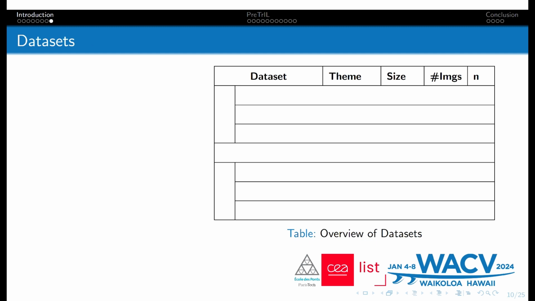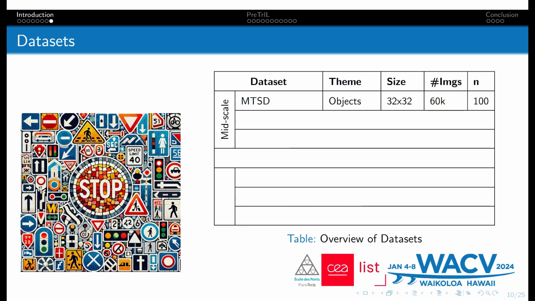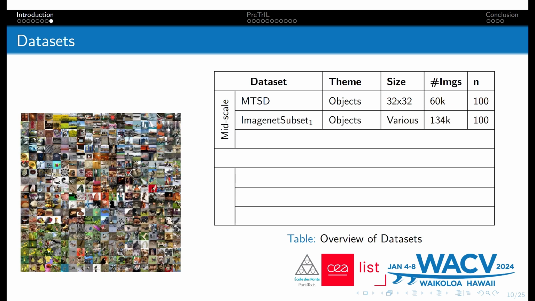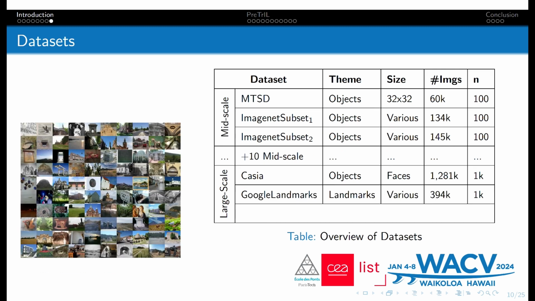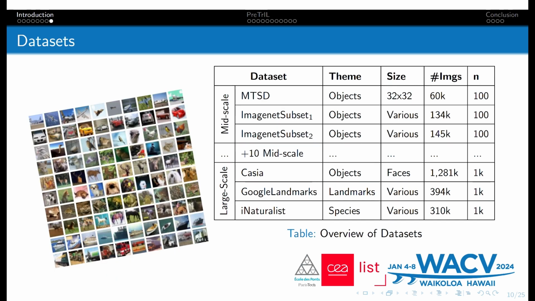So now that I explained the setup, it's time to explain more about the data that we will use. In our study, we took some datasets that are very different from one to another. The first is about traffic signs. Then we also have a subset of ImageNet, and a lot of other datasets. For large-scale datasets, we took a specific dataset such as CASIA, which are faces. We also took Landmarks and iNaturalist, which are relevant.